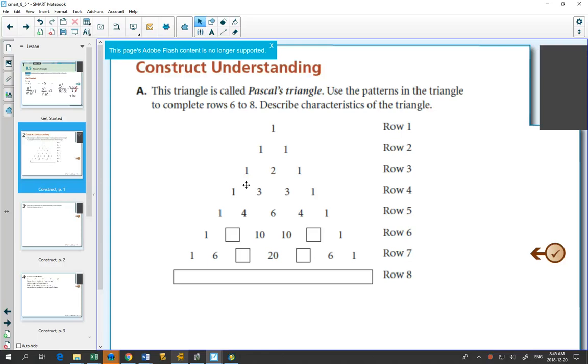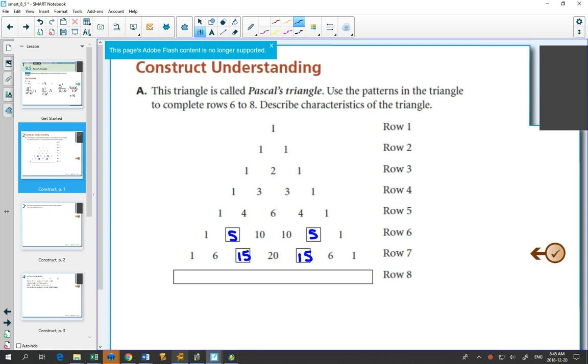Pascal's triangle, what number did you find for this first box? 5. And 5 over here. What about this one? 15 and 15. So let's talk about the 5.